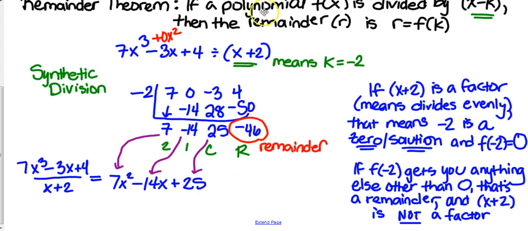And then for my remainder, minus 46, because it's negative, and then divided by what you had divided by, x plus 2. So that is my answer.